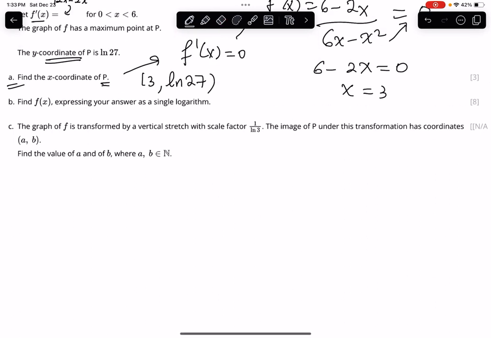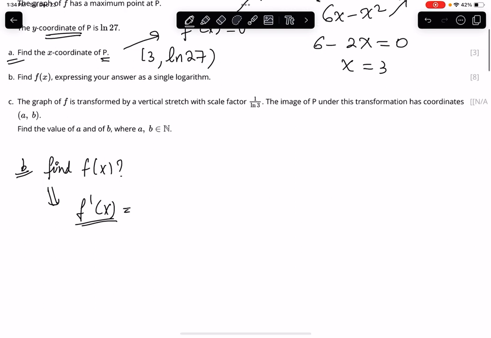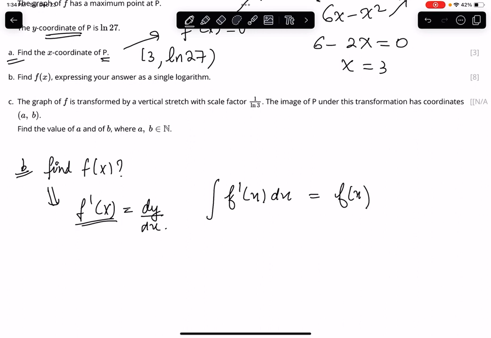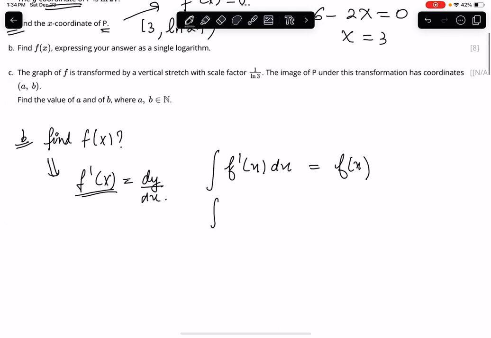If you look at part B, you have to find f of x. We've been given the function f prime of x, which is just dy by dx. We have seen that if you take the integral of f prime of x dx, you should simply get f of x. The way you can think about it is that f prime of x is just dy by dx, and then you multiply this by dx.